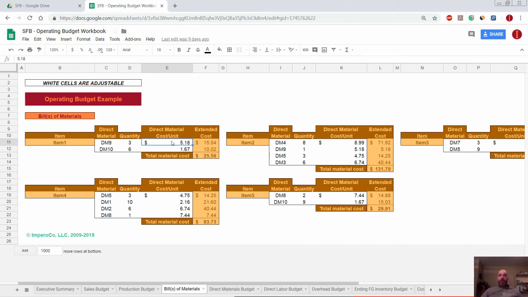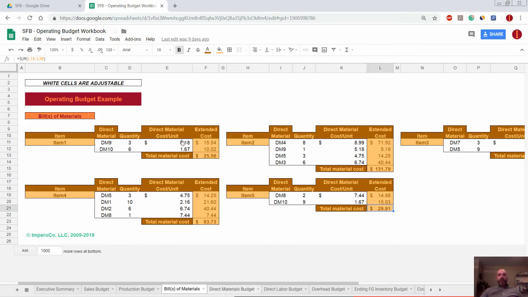If you look, see 518, it should be the same because direct material 9 gets used in the bill of materials for item 2 also. Only one of them as opposed to 3, but it will also expect to pay 518 for it. So extended cost is simply the multiplication of the quantity times the direct material cost per unit. So that's the total value of that direct material in the bill of materials, and when you add all of those extended costs up, you get a total material cost for each finished good, each item here.